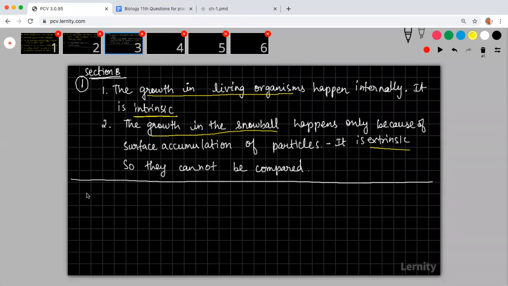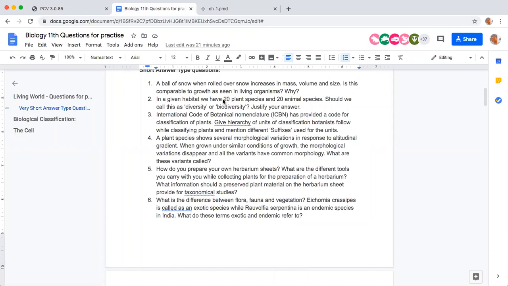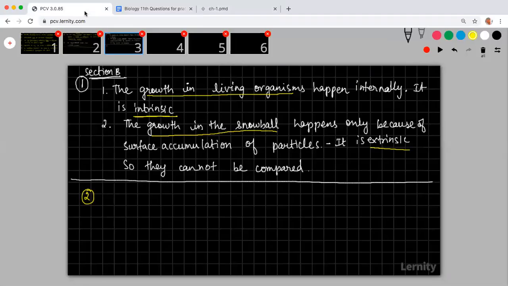Okay. So now let us move on to the second question. The question here is, in a given habitat, we have 20 plant species and 20 animal species. Should we call this diversity or biodiversity? Justify your answer. The answer here is biodiversity.